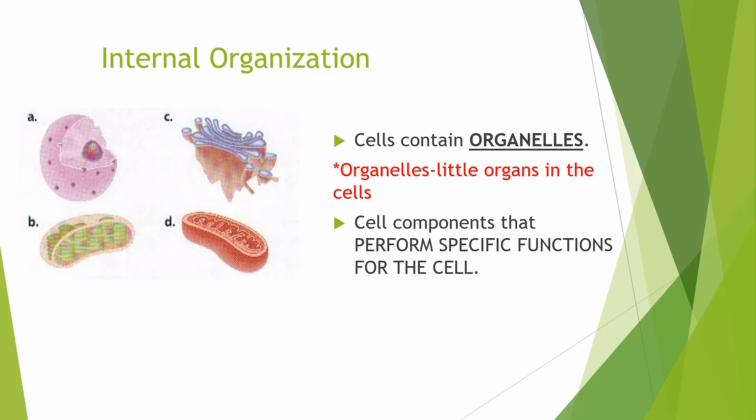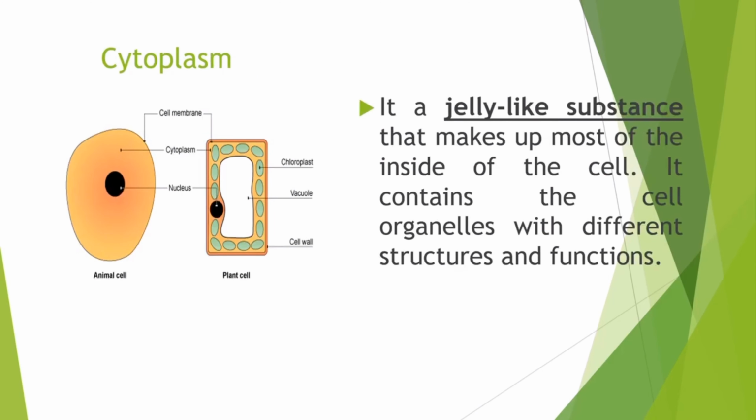We have number one, cytoplasm. A cytoplasm is a jelly-like substance that makes up most of the inside of the cell. It contains the cell organelles with different structures and functions.